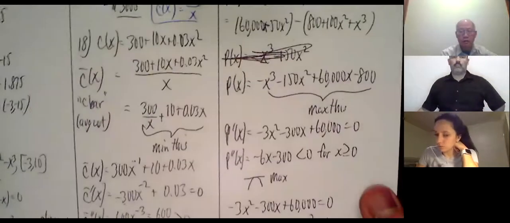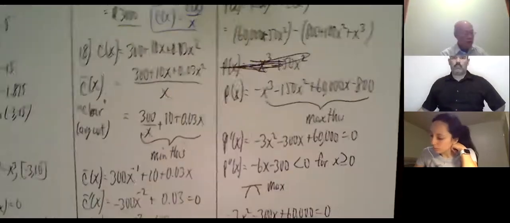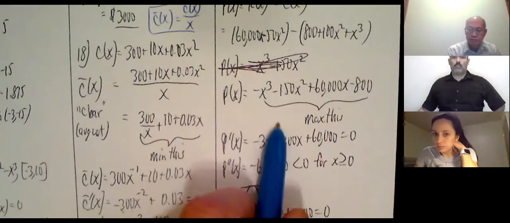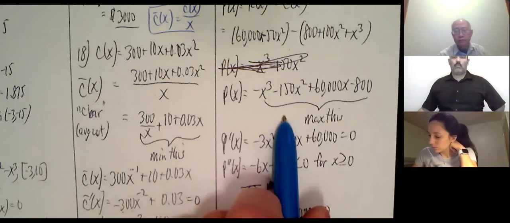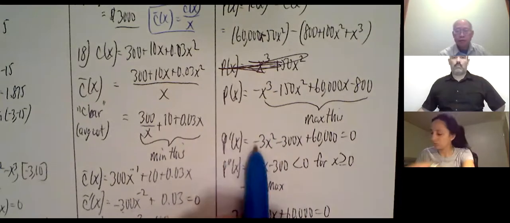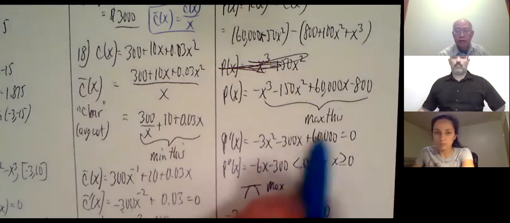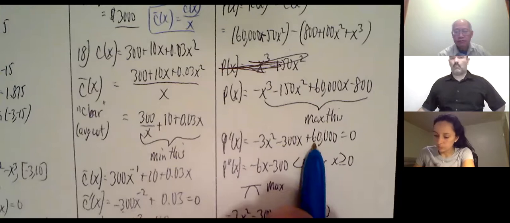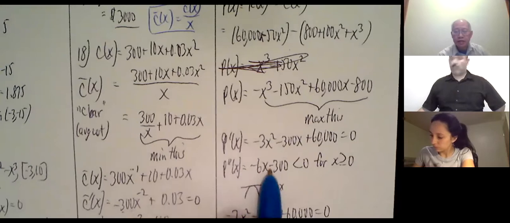And what do I want to do with the profit? Maximize this quantity. I want to make this as big as possible. And x is greater than 0. So the first derivative is negative 3x squared minus 300x plus 60,000. The second derivative is negative 6x minus 300.